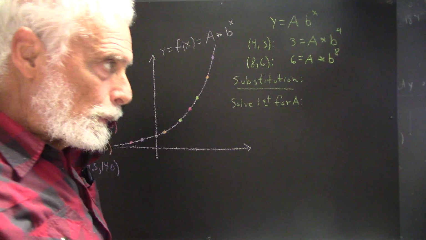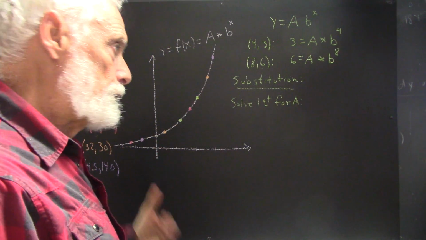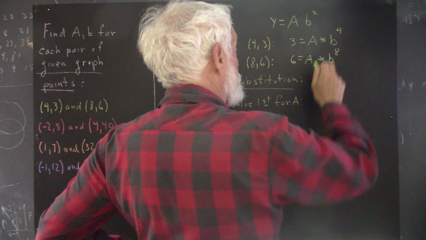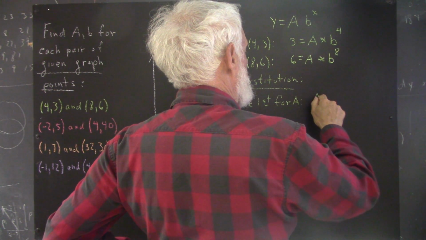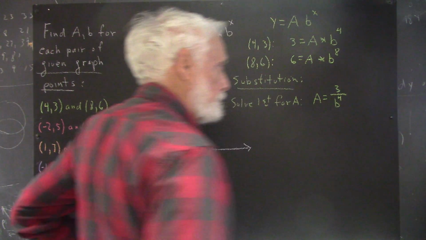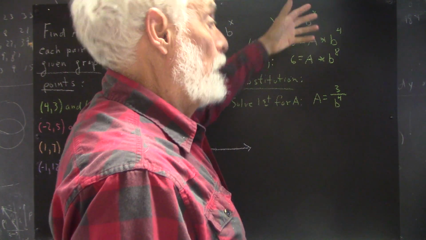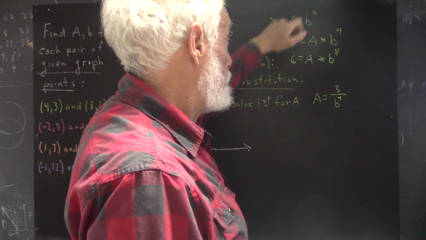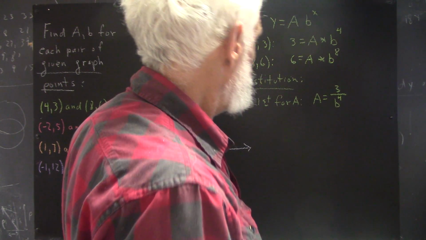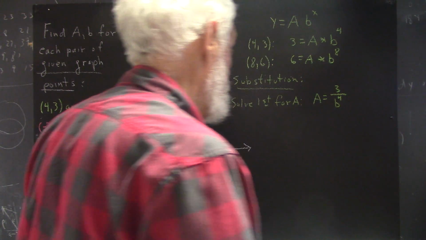Now, as soon as I said that, I would hope that you would write down the first equation and solve it for A, or at least do that in your head, which you should be able to do fairly easily. I divide both sides by b to the fourth, and I get A equals 3 divided by b to the fourth. Now, I haven't written down all the steps of that. You really should write down 3 equals A times b to the fourth. Under that, 3 over b to the fourth equals A times b to the fourth over b to the fourth. And then you see that the b to the fourth divides b to the fourth and gives you 1, which multiplied by A gives you A.